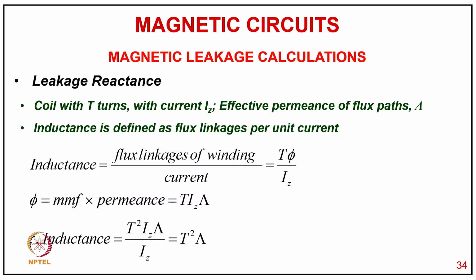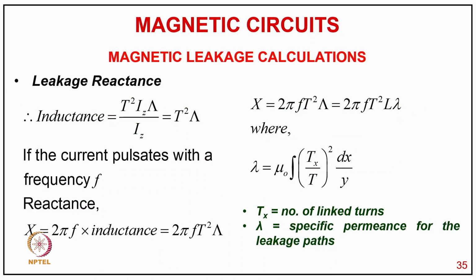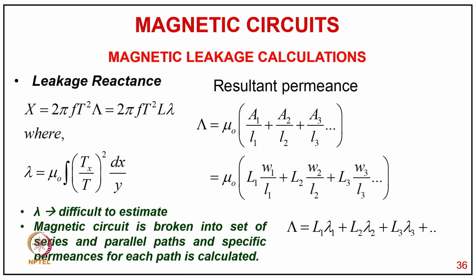So inductance becomes T square Iz rho divided by Iz, that is T square rho, T square into permeance. If the current pulsates with frequency f, the reactance equals 2 pi f into inductance, that becomes 2 pi f T square rho, or 2 pi f T square L into lambda, where lambda equals mu 0 integral of Tx square upon T square into dx upon dy, where Tx is the number of linked turns and lambda is the specific permeance for the leakage path. So this is the leakage reactance: x is 2 pi f T square rho, or 2 pi f T square L lambda, where rho is mu 0 integral of Tx square upon T square dx upon y. Lambda is difficult to estimate.